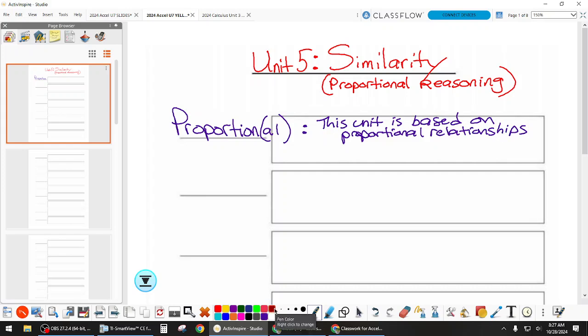So this unit is based on proportional relationships. A proportion is equivalent value ratios.